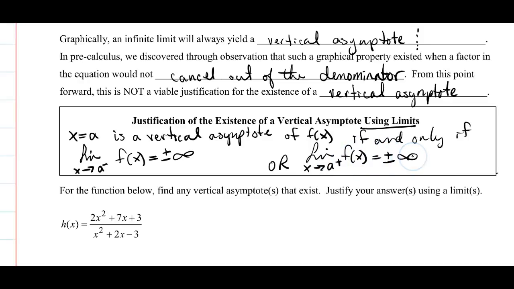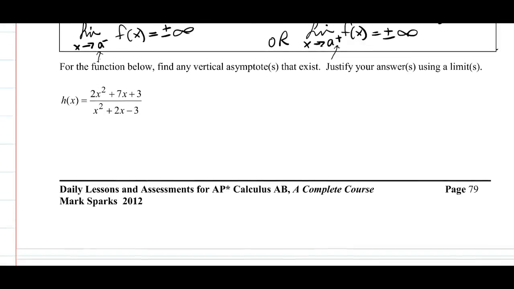So in other words, if we need to justify the existence of that vertical asymptote, I need to take a limit as x approaches that value A where I've determined through observation that the asymptote exists. I can find out where it is through observation, but to justify that, I need to find the limit as x approaches A from the left, or the limit as x approaches A from the right. So either one-sided limit, I'll get either a positive or a negative infinity out, and that will justify the existence of my vertical asymptote. We can see that with this function down here.